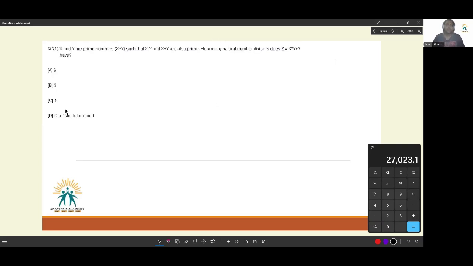Next, x and y are prime numbers such that x is greater than y, such that x minus y and x plus y are also prime. How many natural number divisors does z equal to x into y plus 2 have? This is an amazing question. Look at this: x minus y, x, and x plus y. These are 3 numbers in AP.